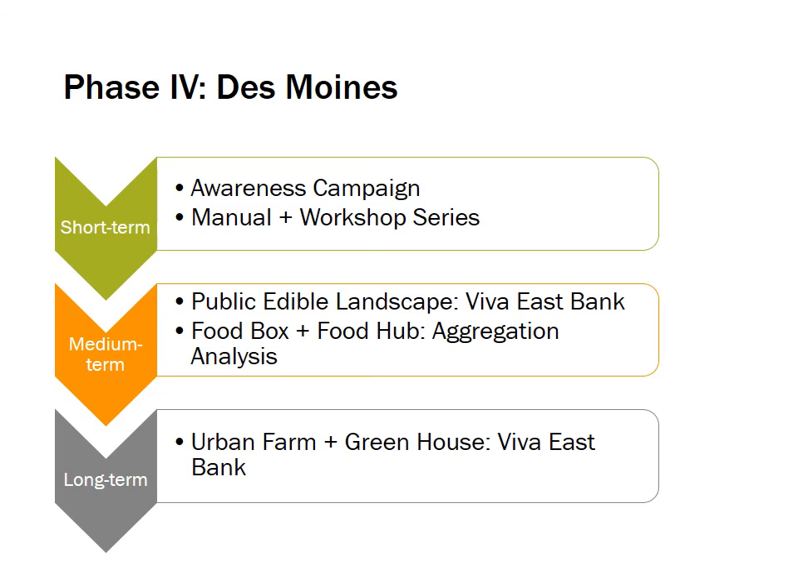A food box, food hub, aggregation, distribution analysis will be an extension of a current programming study for the Des Moines Food Box program. And last, an analysis and design strategies for an urban farm in Viva East Bank or City of Des Moines. This will involve business development and strategic assessment of sites for implementation.